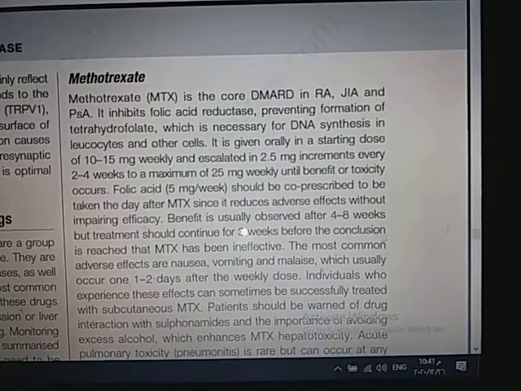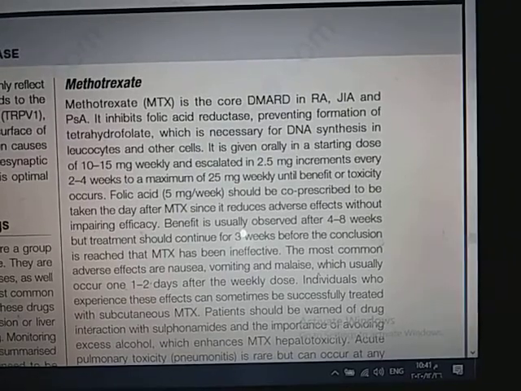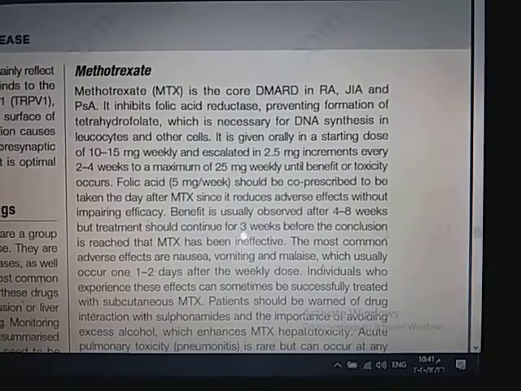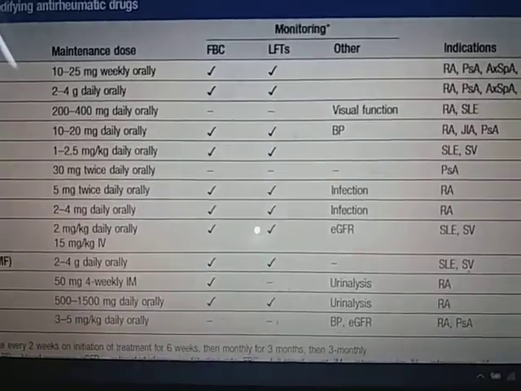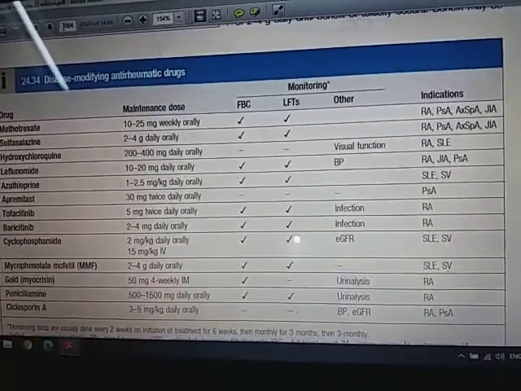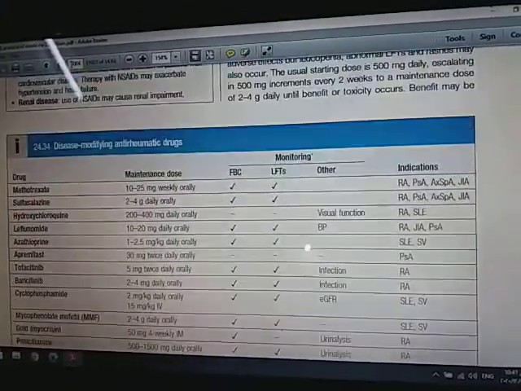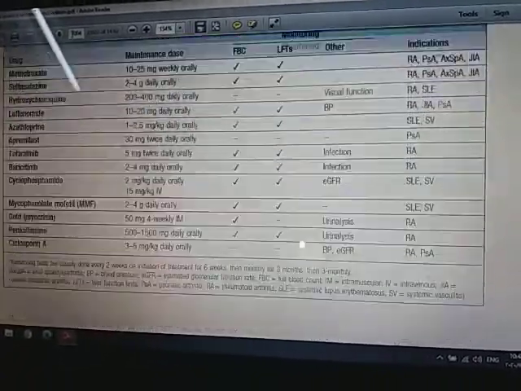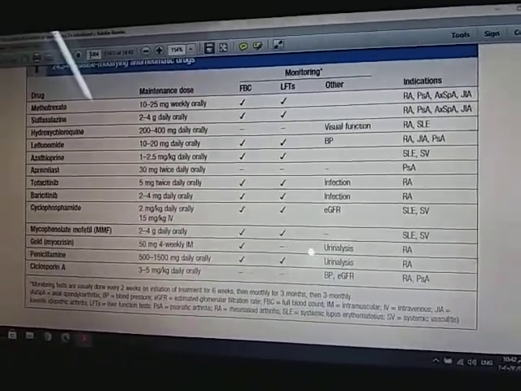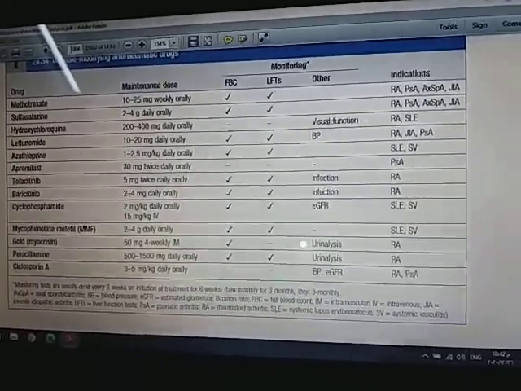MTX is contraindicated during pregnancy because it is a teratogenic agent. The table of disease-modifying antirheumatic drugs is on page 1004. On the top, methotrexate. Second, sulfasalazine, hydroxychloroquine, antimalarial, and others.